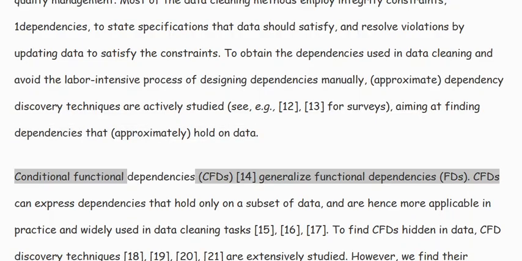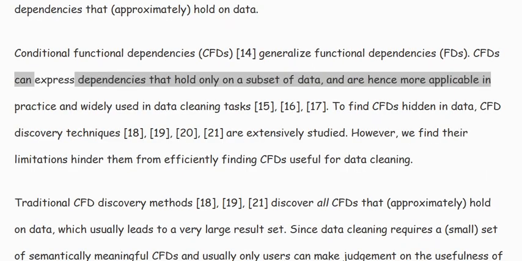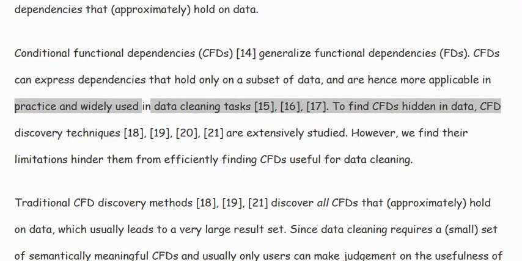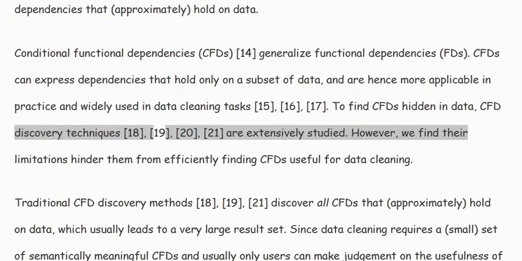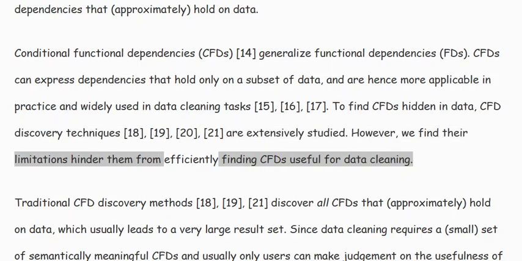Conditional functional dependencies, CFDs [14], generalize functional dependencies, FDs. CFDs can express dependencies that hold only on a subset of data and are hence more applicable in practice and widely used in data cleaning tasks [15, 16, 17]. To find CFDs hidden in data, CFD discovery techniques [18, 19, 20, 21] are extensively studied. However, we find their limitations hinder them from efficiently finding CFDs useful for data cleaning.